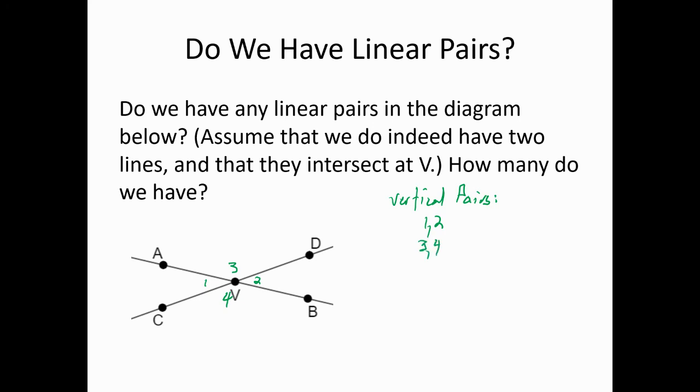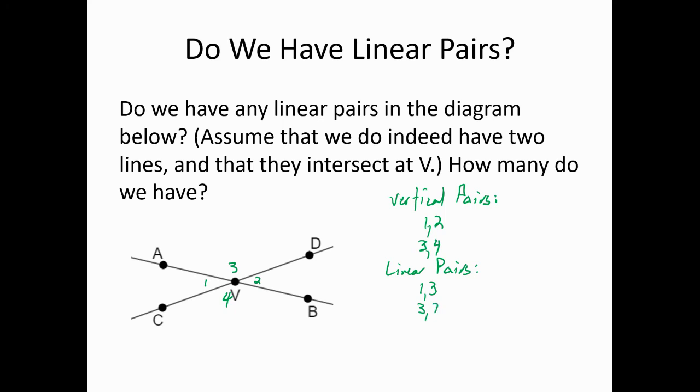And do we have any linear pairs? Well, do we have any pairs of adjacent angles whose non-common sides form a line? Well, yeah, we absolutely do. And we have a lot, don't we? So for instance, look at 1 and 3. They have a common side, don't they? That's line VA. And their non-common sides, that is VC and VD, they form a line, so that's a linear pair.